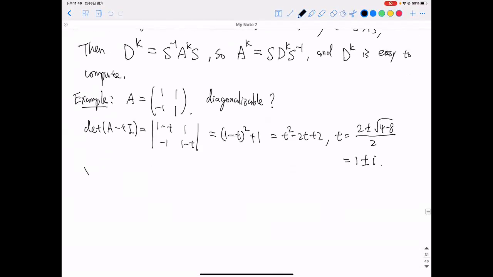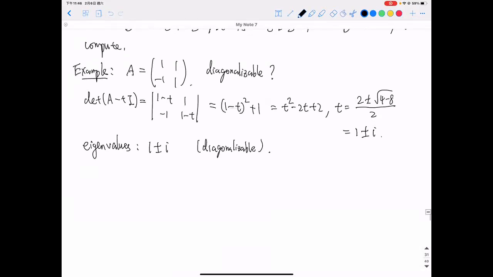And this tells us that the eigenvalues are 1 plus minus i. Well, complex numbers, but still distinct. So we know it's diagonalizable. Very good. But we should still try to find the eigenvectors if we are to complete the diagonalization process.